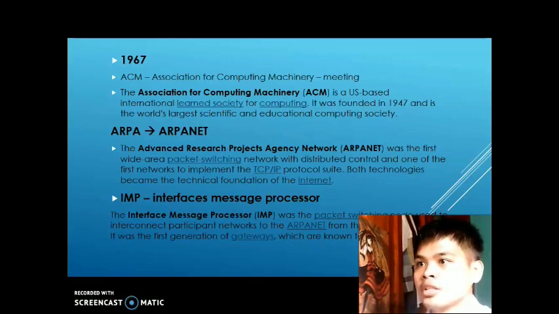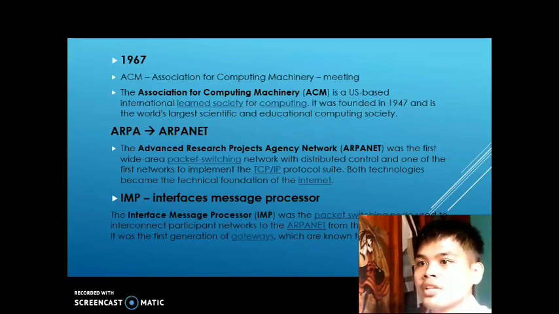ARPANET, the Advanced Research Project Agency Network. ARPANET was the first wide area packet switching network with distributed control and one of the first networks to implement the TCP/IP protocol suite. Both technologies became the technical foundation of the Internet.